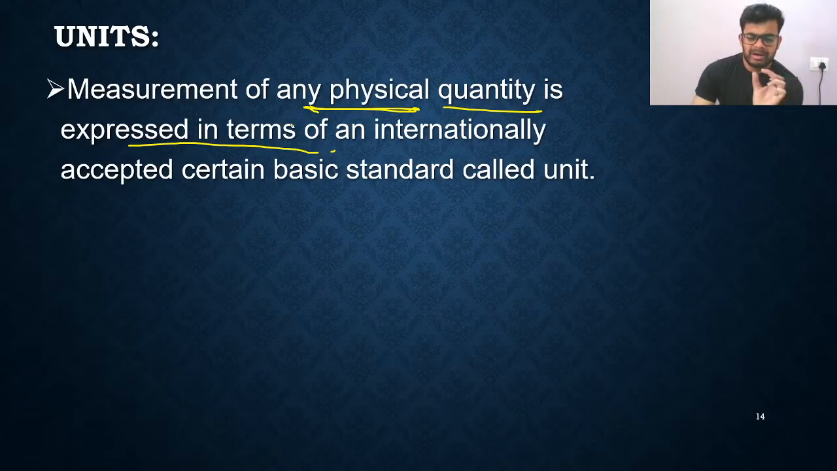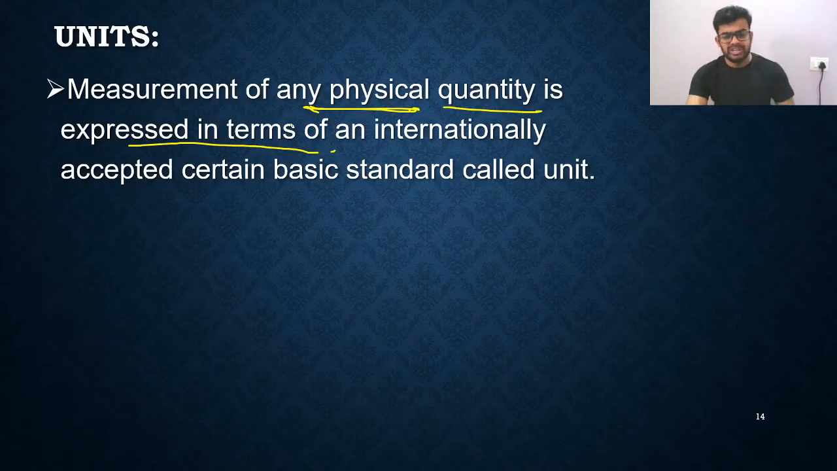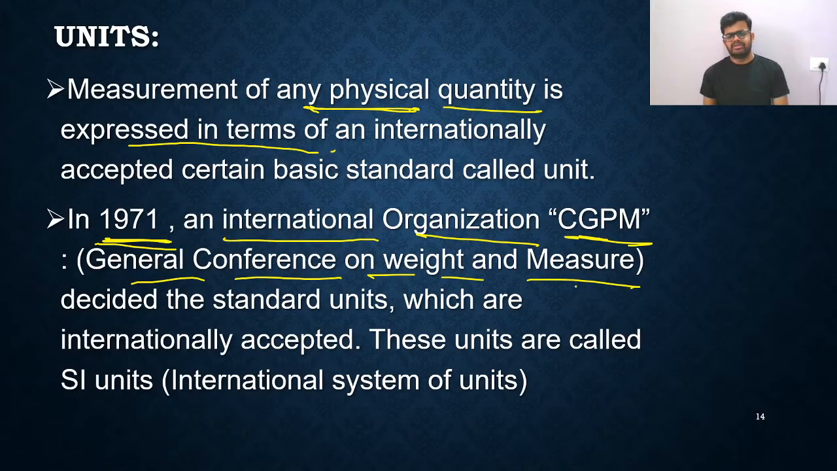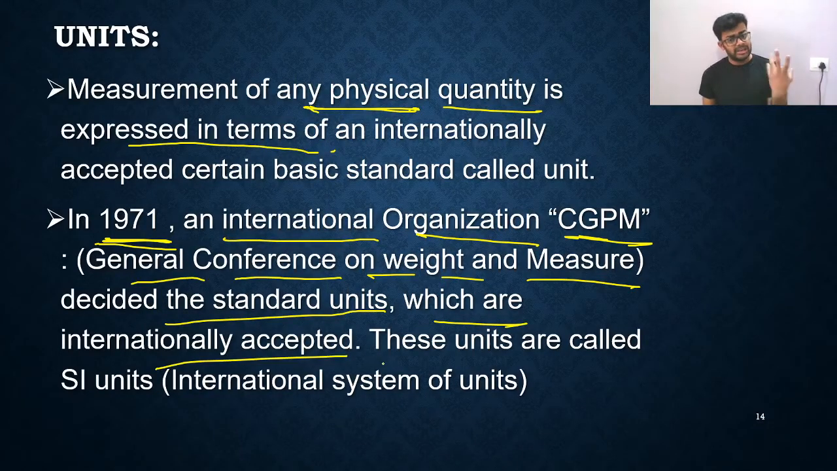Any magnitude or numerical value that is written, if you multiply it with some unit, it will become a physical quantity. Okay, so let us talk about this. In 1971, an international organization, the CGPM, the General Conference on Weight and Measure, decided the standard units which are internationally accepted, and these units are called SI units.